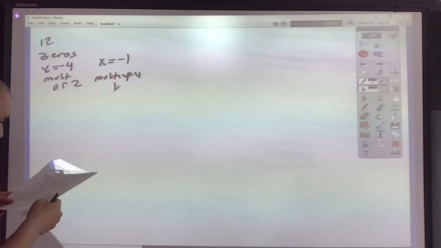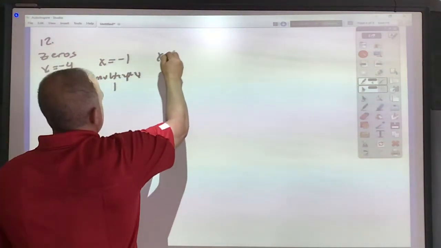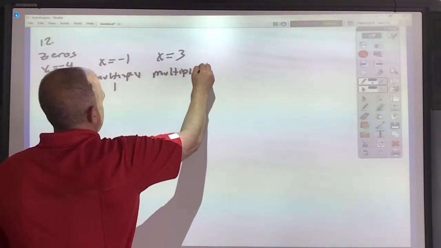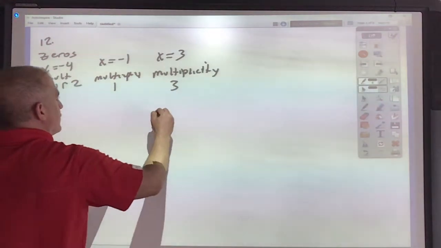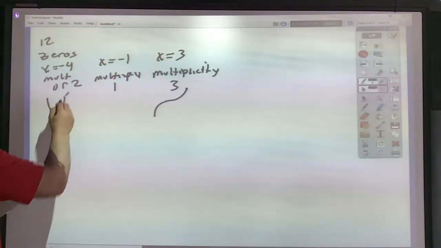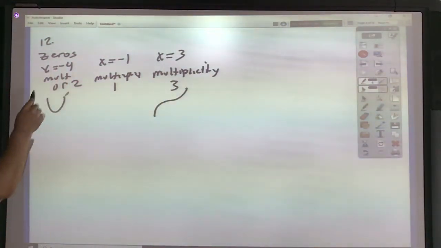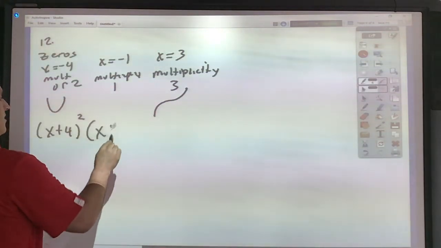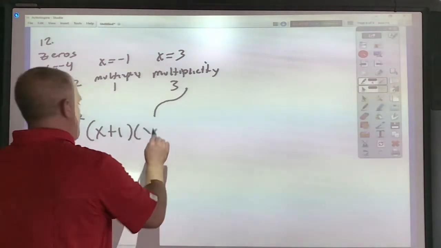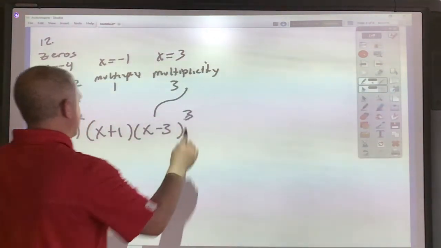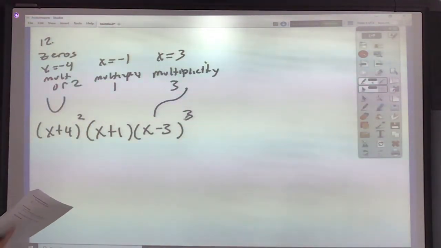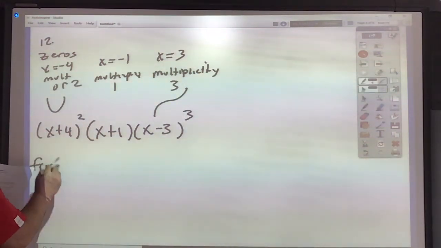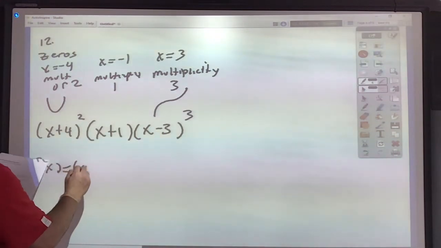And then I'm going to guess that that's x equals 3 with a multiplicity of 3, okay? So remember, when it curves through like that, that's a multiplicity of 3, and when it just touches, that's a multiplicity of 2. All right, so as a factor, that would be this. As a factor, that would be this. And as a factor, that would be this, okay? And they tell you degree 6, so that makes sense.